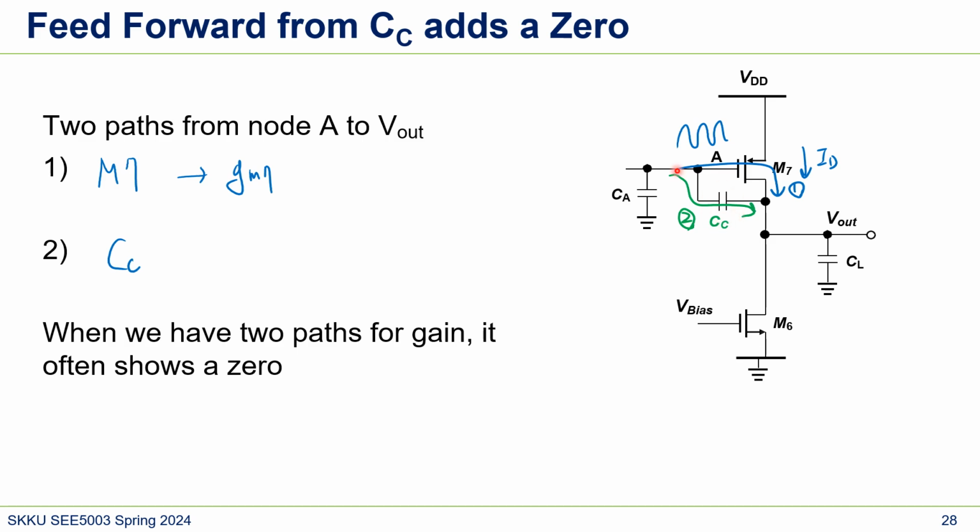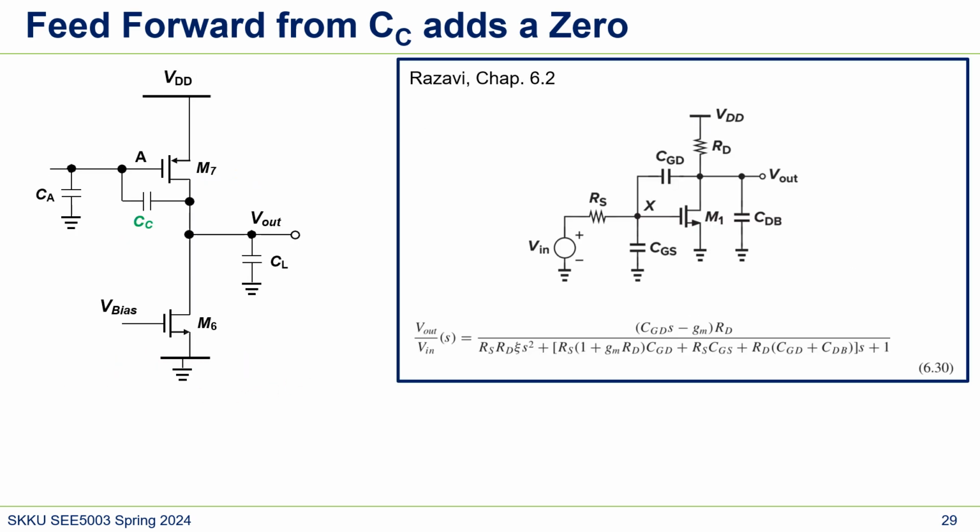Again, this compensation cap is an additional intentional cap that we add. And because there are two paths, it can show a zero. In the feed-forward path, we have a zero because of this path. And this is actually a common source amplifier. So this is source and this is gate, because this is PMOS. And in the Razavi book, chapter 6.2, they already calculated the zero of the common source amplifier. So again, this is a common source amp.